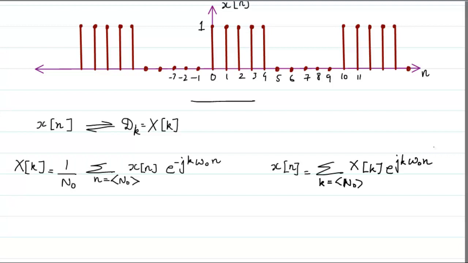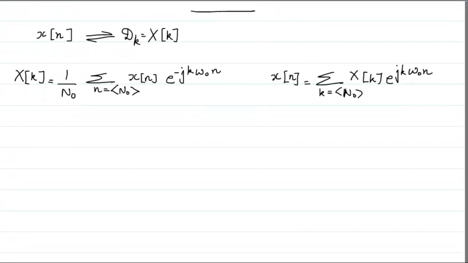Getting the point? You can find X of k from x of n. That means you do the Fourier transform, that is the Fourier series. Or you can find the inverse Fourier series, that means from X of k you can find x of n using this equation. This is something that we have done; I've just repeated it here for clarity. Okay, now how do we solve this?